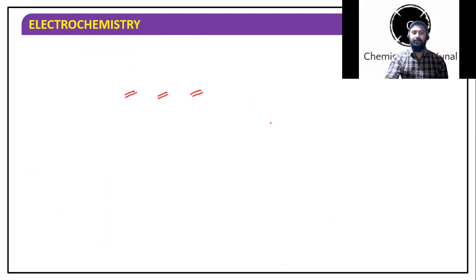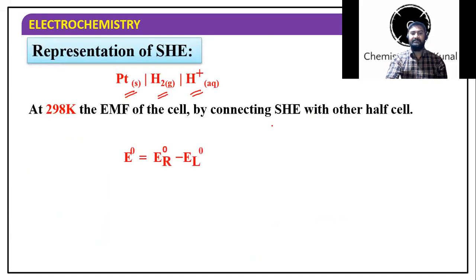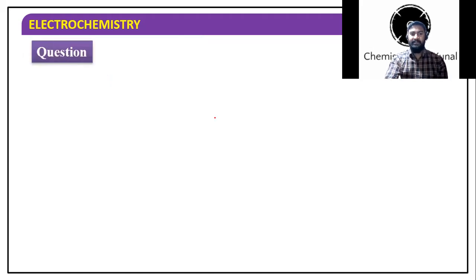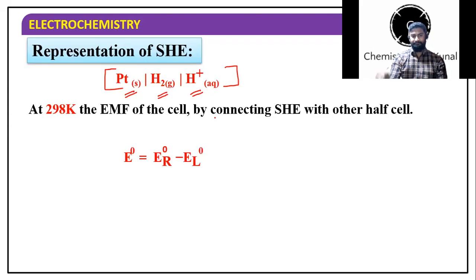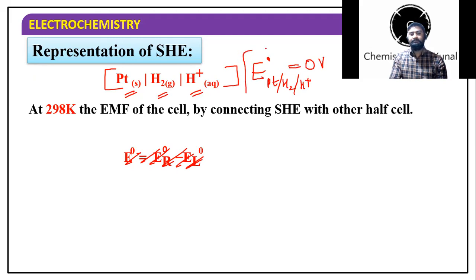Now, how do you represent the cell? Representation can be done this way: platinum, H2 and H plus ion. That's how we can represent it. This is just one half. This is how we represent the S.H.E, the standard hydrogen electrode. And it has been seen that the E0 value of just this reaction, platinum, H2, H plus, is taken as 0 volt. It is not actually 0 volt.